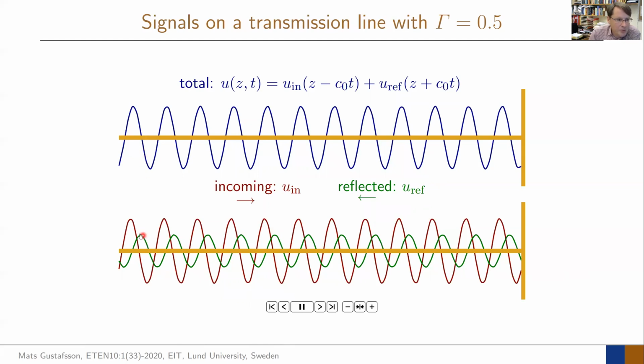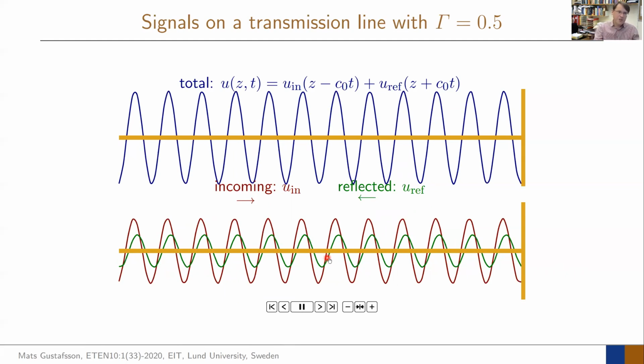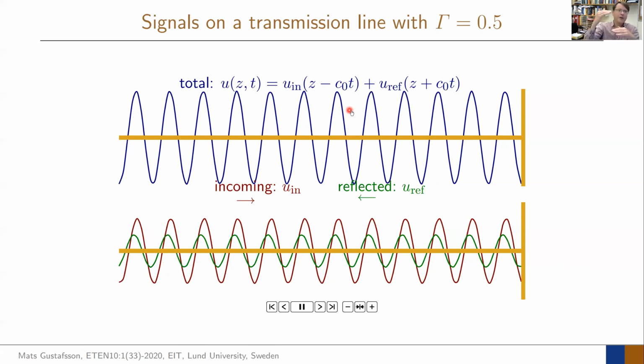We can see that one wave here is the incoming wave, red, and one will be a reflected wave. Then we will have a reflection coefficient, which says the reflected wave is typically gamma times the incoming wave. If I look at the sum of them, the amplitude is going up and down.